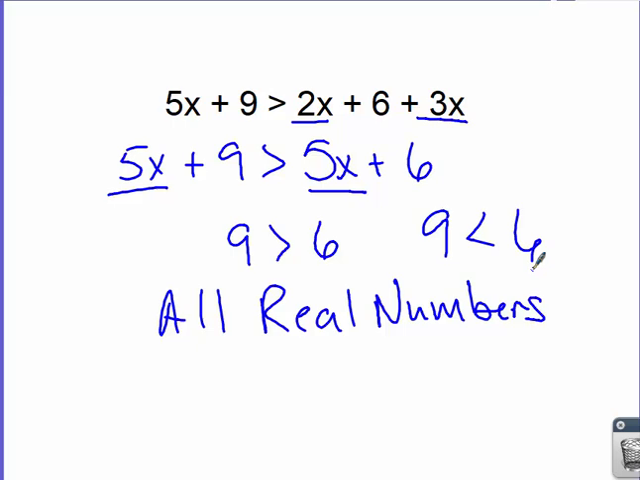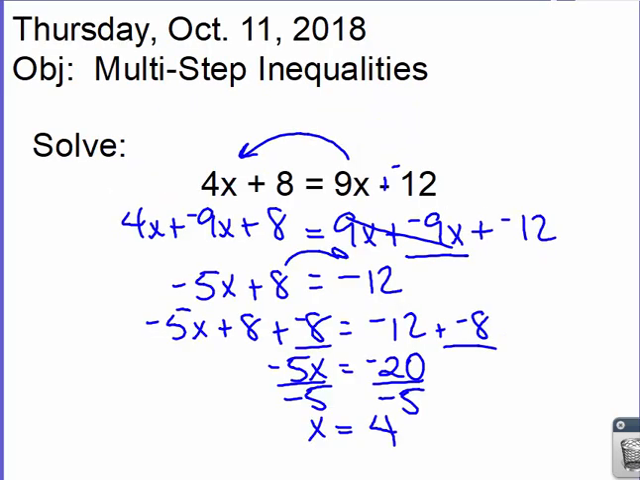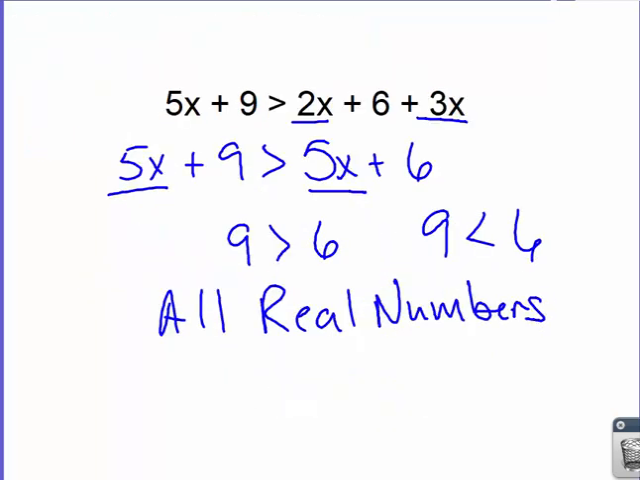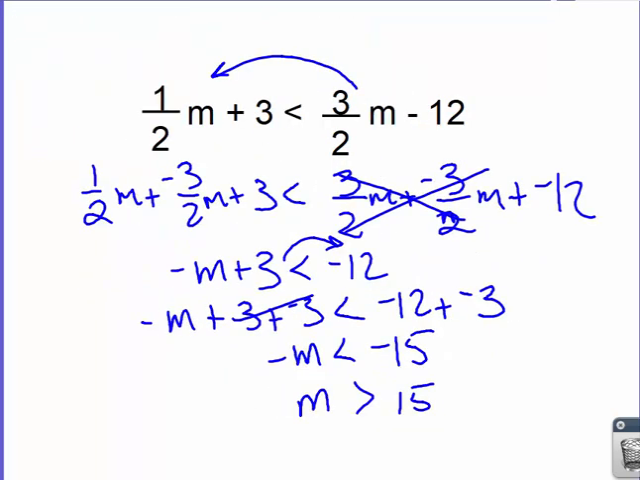So what you find out is that solving these multi-step inequalities is exactly the same as solving these multi-step equations. Exactly the same. We just have to think about one last little thing. And that thing is, if my coefficient is negative, my inequality is going to flip. Until next time.